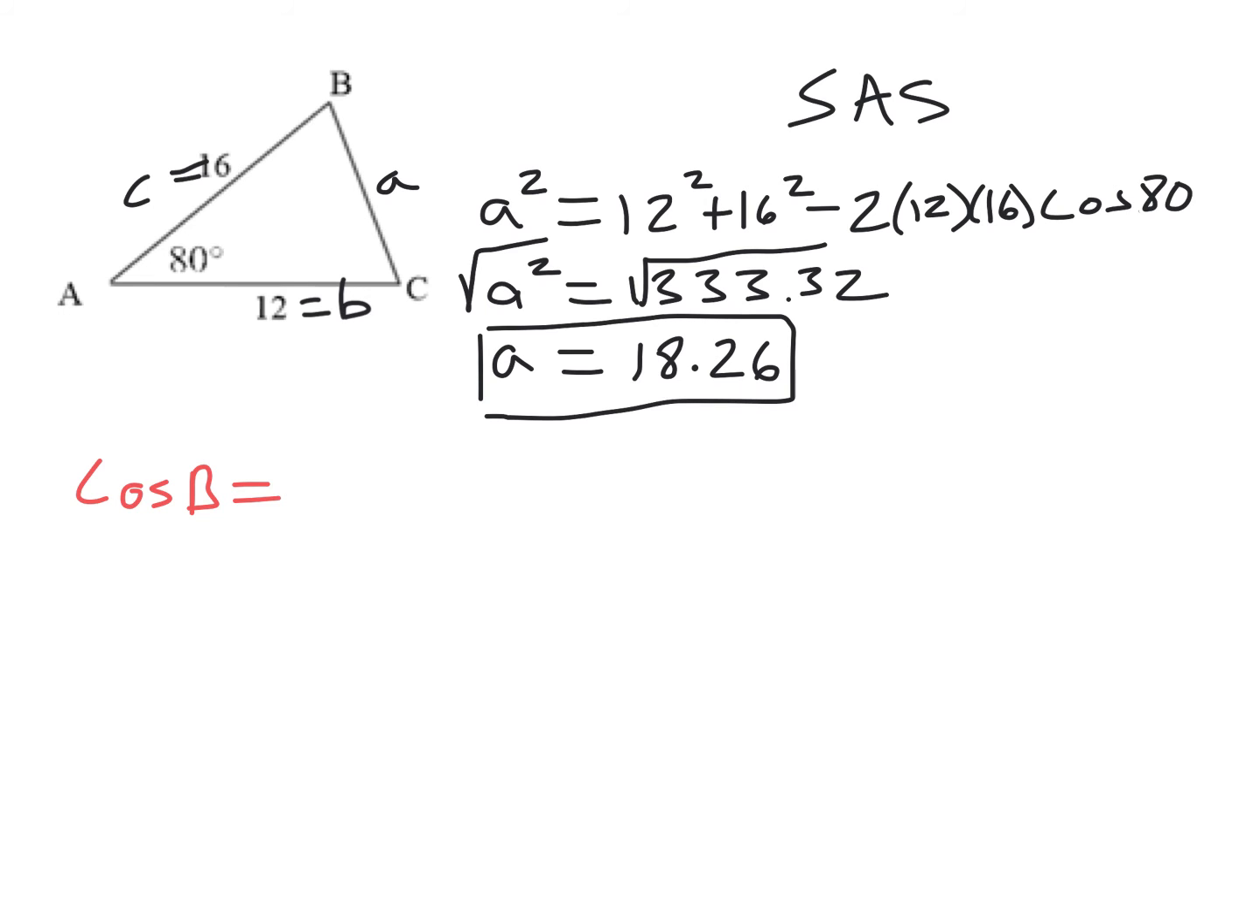So the cosine of B, I got to use my new one. 18.26 squared plus 16 squared minus 12 squared. And again, the way I remember that is side length B is 12. That's the one that's opposite. I know that one is the one I subtract at the end. That's the only time 12 shows up because it also doesn't go on the bottom.